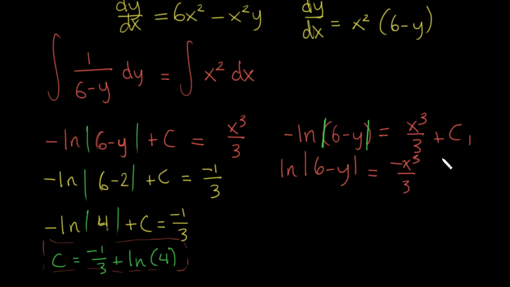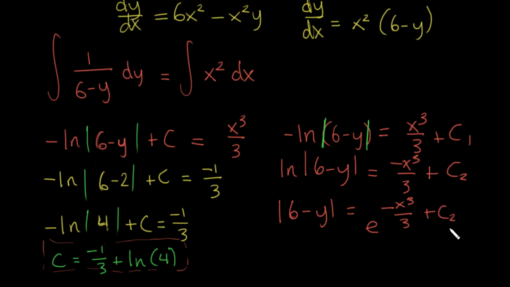And again, we're multiplying this by negative 1, so we can call this a new constant, c2. Again, an arbitrary constant times something is still an arbitrary constant. From here, we can simply raise each side to the power of e, and we will get that e to the absolute value of 6 minus y equals e to the right side, so e to the negative x cubed divided by 3 plus c2.